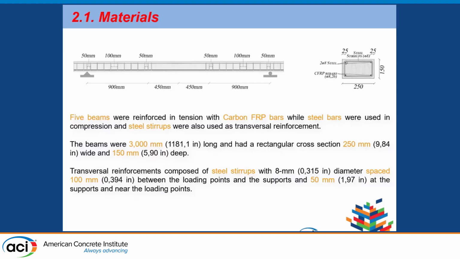And finally, regarding the steel stirrups, it employed 8-millimeter-diameter steel stirrups, which were spaced in 2 configurations. Under the loading point and at the support, the spacing was equal to 50 millimeters, whereas between the loading point and the support, the spacing was almost 100 millimeters.